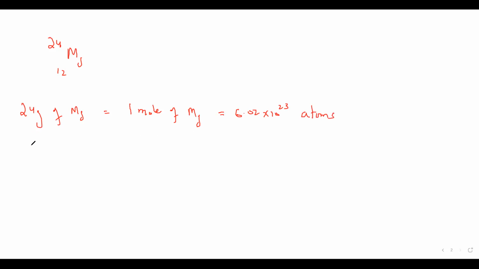If we have half of it, like half of 24, which is 12, so if we have 12 grams of magnesium, it means we will have 0.5 moles of magnesium, and because it's an atom, this will be half mole, so 3.01 x 10^23 atoms will be there in this half mole. So mole is simply the amount of substance which is expressed in gram.